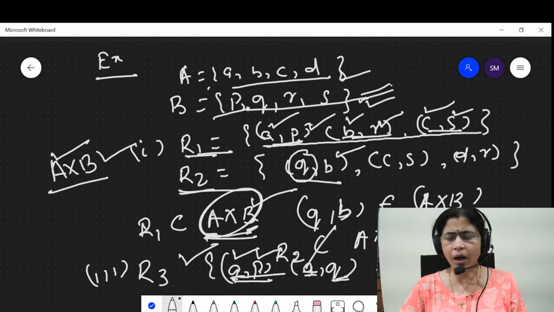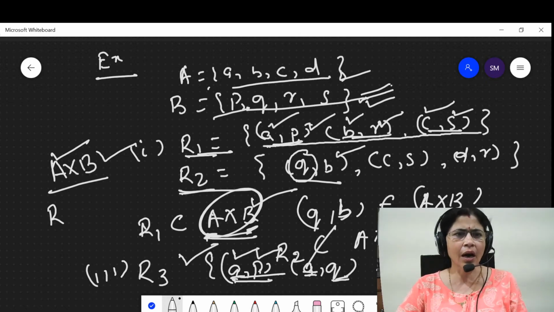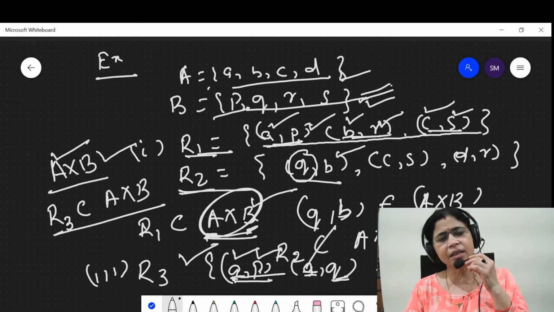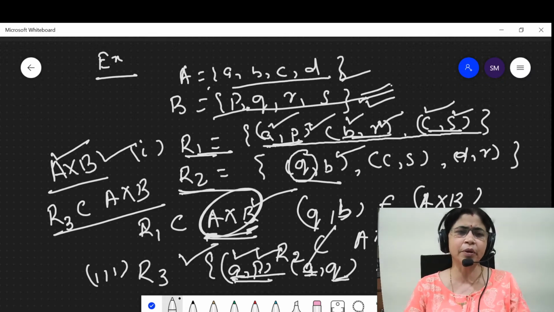This means R3 is a subset of A cross B. This shows that R3 is also a relation from A to B. Now let us discuss R4. What does R4 say?